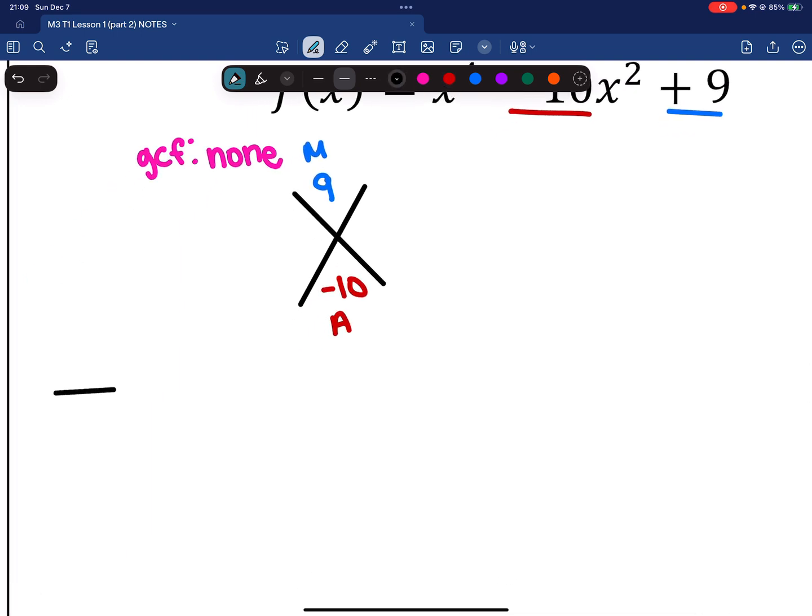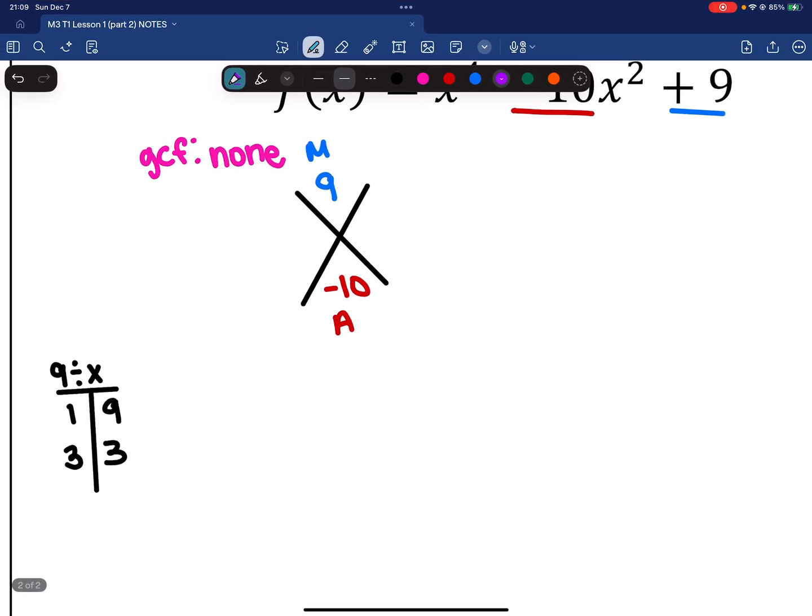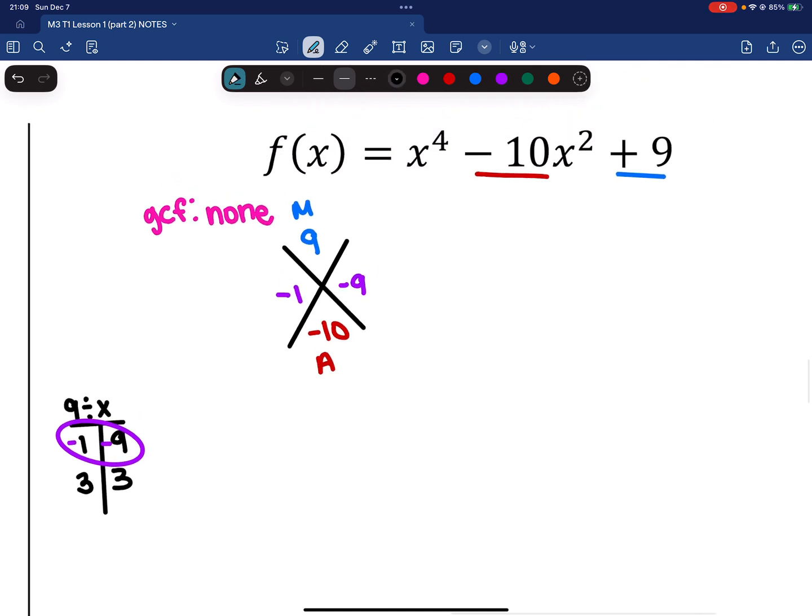So if we're multiplying to get 9, we could pull up the table. That would be 1 and 9, 3 and 3. So the only combination that could get us a negative 10 is if we take these two right here and turn them both into a negative. So we have a negative 1 and a negative 9. So we factor this out. We have x squared times x squared. That gives us x to the fourth. Then we have negative 1 and negative 9.